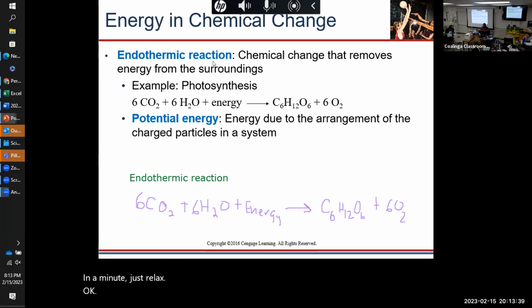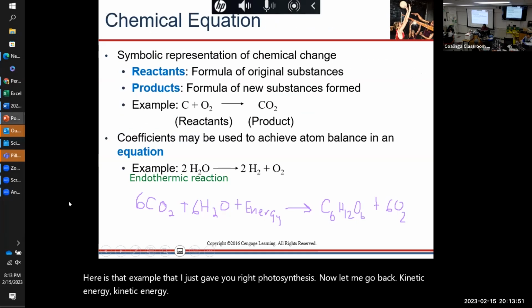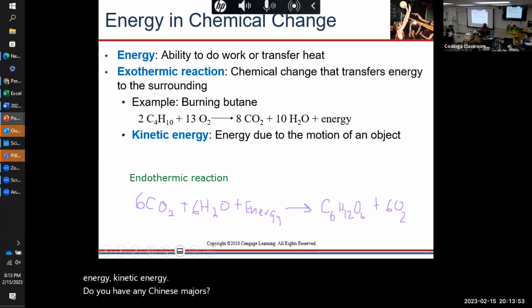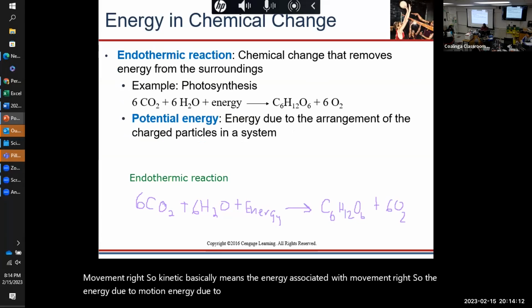Okay, so here is that example that I just gave you, right? Photosynthesis. Now, let me go back. Kinetic energy. Do you have any kinesiology majors? Excellent. So you guys know kinesis meaning, what does kinesis mean? Movement, right? So kinetic basically means the energy associated with movement, the energy due to motion, okay?